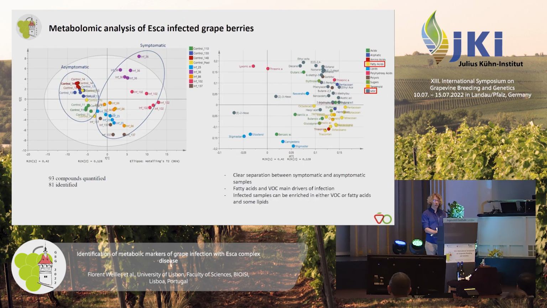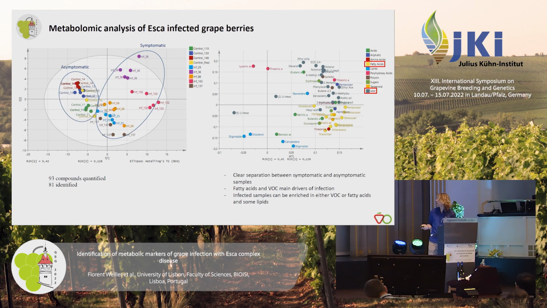So we performed, as mentioned, a metabolomic analysis that allowed us to quantify in the grape berries 93 compounds. Among them, 81 were identified using the Max Planck Institute library. First, you can see on the principal component analysis the relatively good quality of our samples, with good grouping among the different repeats, and we are glad to see a good separation between asymptomatic and symptomatic samples that seems to drive the first dimension of this PCA.